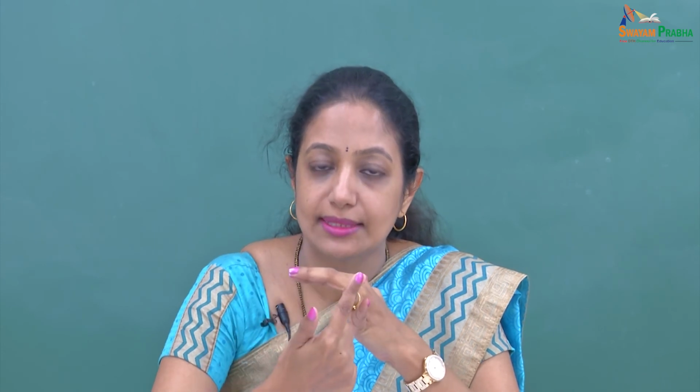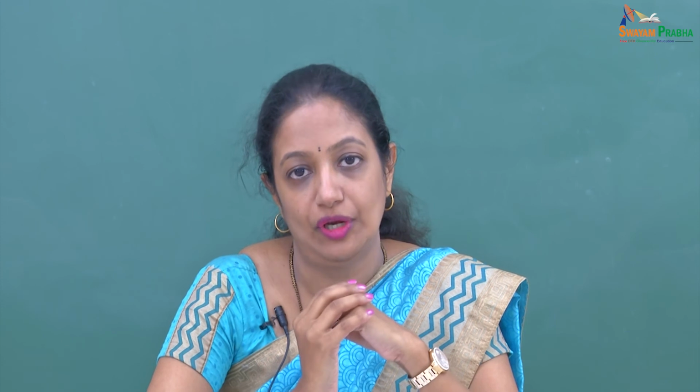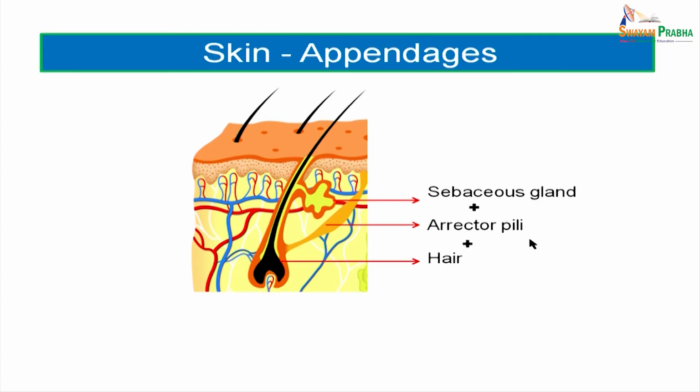So, in a cross section from internal to external we have the medulla, the cortex, the cuticle, the Huxley's layer, Henle's layer, outer root sheath and a glassy membrane. So, this is the structure of a typical hair follicle. So, that again is a pilosebaceous unit.